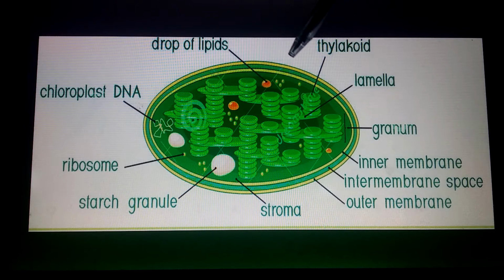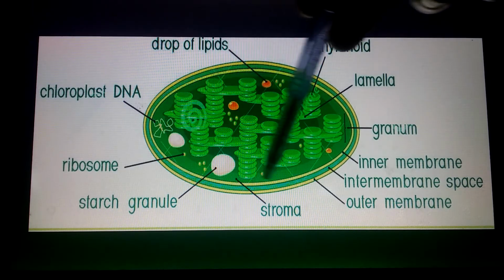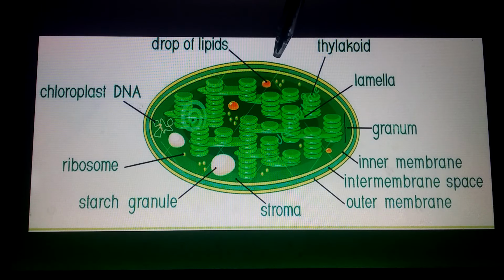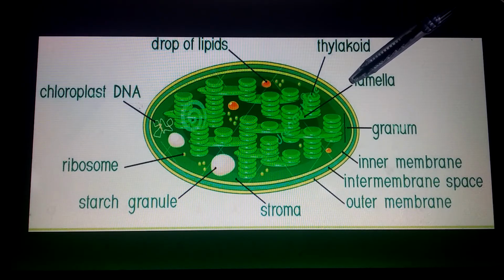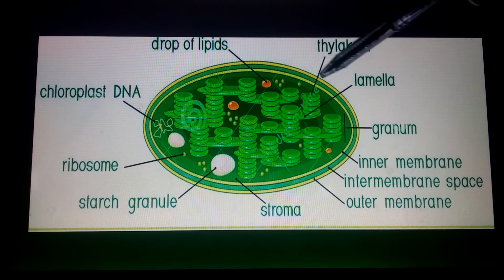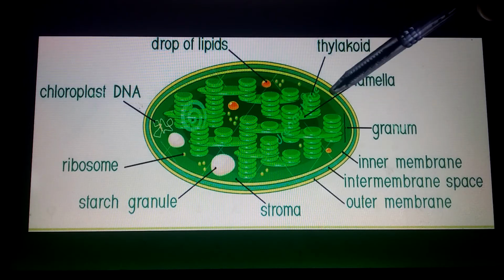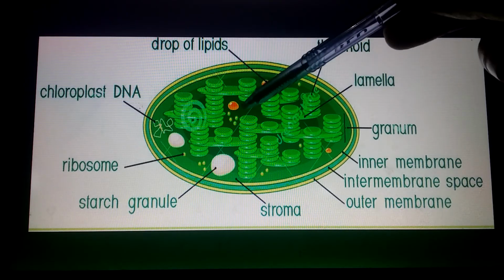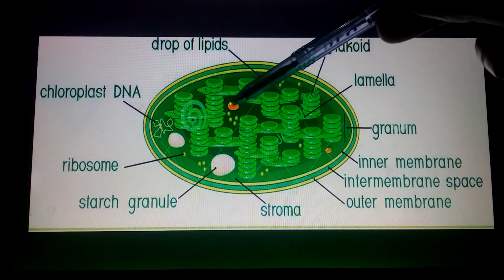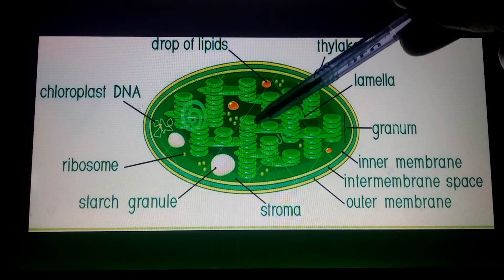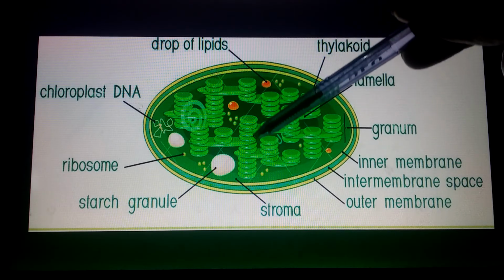This is the outermost envelope of the chloroplast. That chloroplast envelope is the double membrane. Is it clear? Outer membrane and inner membrane. And inside the inner membrane, you can see the liquid is filled. That is known as the stroma.